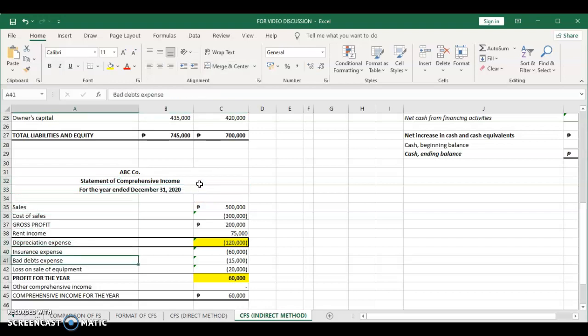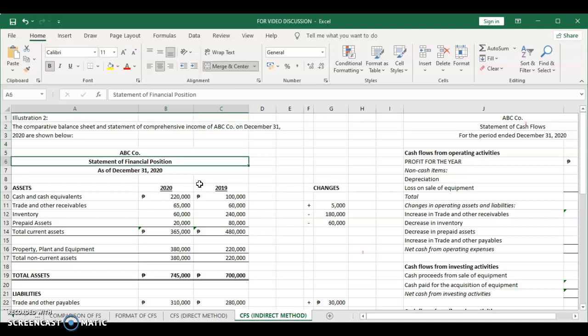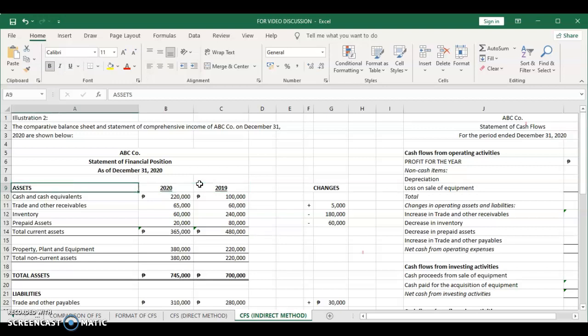So we have a profit for the year of 60,000. So we will need this information sa pagbuo ng statement of cash flow. But the first thing we have to do first, class, is to determine the changes between the current assets and the current liabilities. Of course, we will no longer have the changes between this one, cash and cash equivalents.